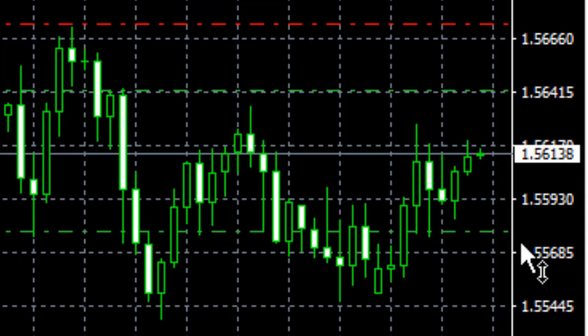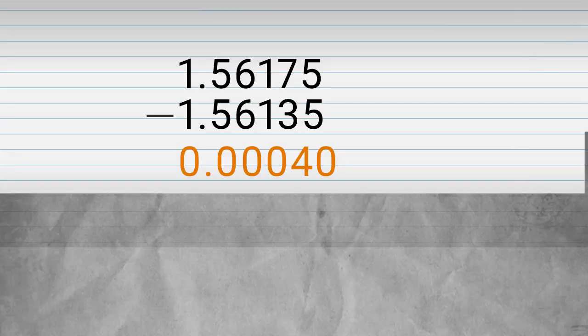Let's do a calculation based on 1.56135 and 1.56175. Are you getting it now? Okay, so what is the difference between the two? The difference between the two is 0.0040. So this is called 4 pips. It's not 40 pips, it's called 4 pips.